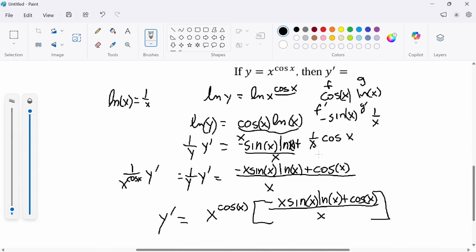So there's the answer anyway. x raised to the cosine x times negative x sine x times natural log of x plus cosine x, all divided by x. There's your answer to this question.